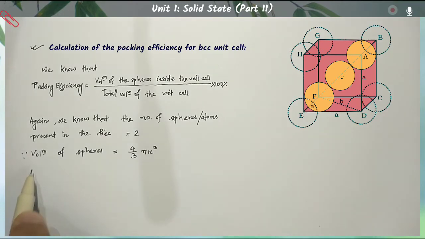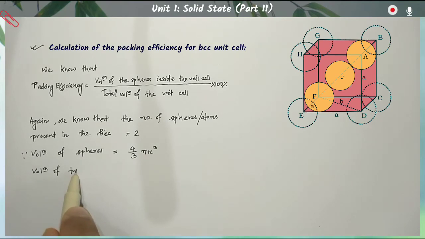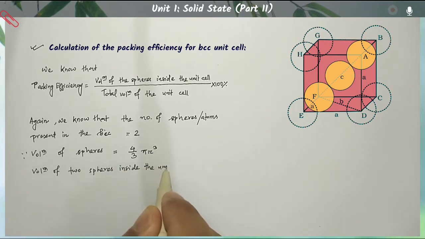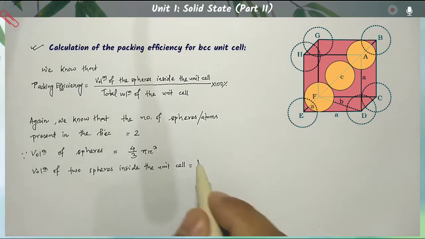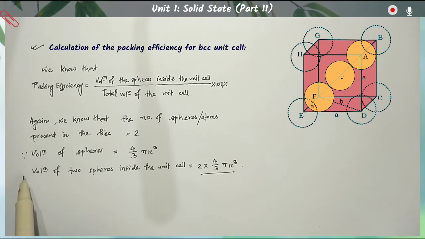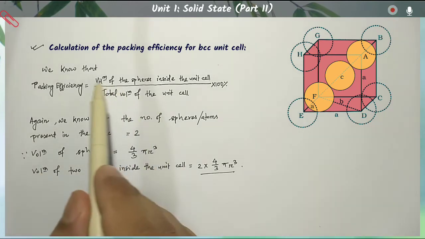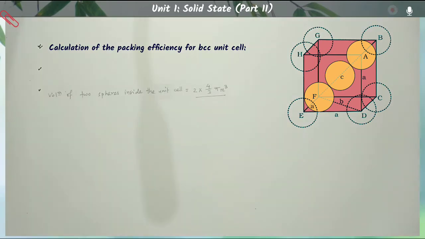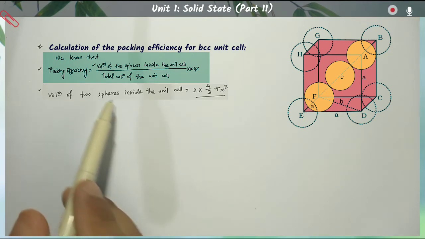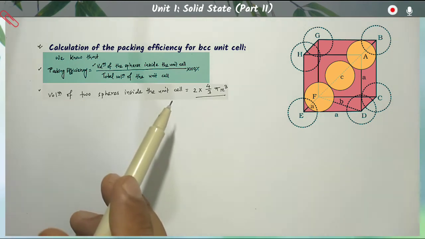So the total volume, that means the volume of 2 spheres inside the unit cell, is equal to 2 into 4/3 pi r cube. So we are able to get the volume of the 2 spheres inside the unit cell. That means this part is done. Up to now we have the volume of the spheres inside that unit cell, which is 2 into 4/3 pi r cube.